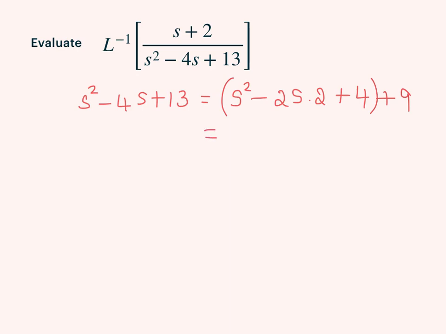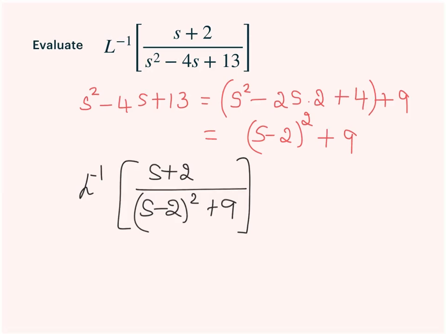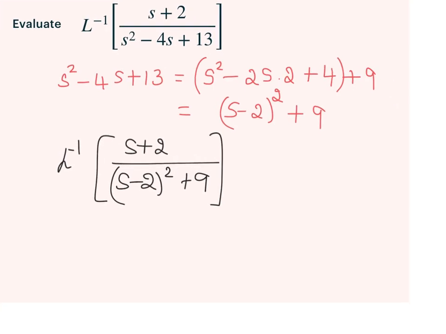Then this can be written as (a minus b) whole square, that is (s minus 2) whole square plus 9. So the given problem can be written as s plus 2 divided by (s minus 2) whole square plus 9. From this, here you can apply the shifting property. But before that, let us observe. Always we observe the denominator. If you shift s minus 2 to s, it becomes the s square plus a square format. And now we observe that the numerator contains an s term.